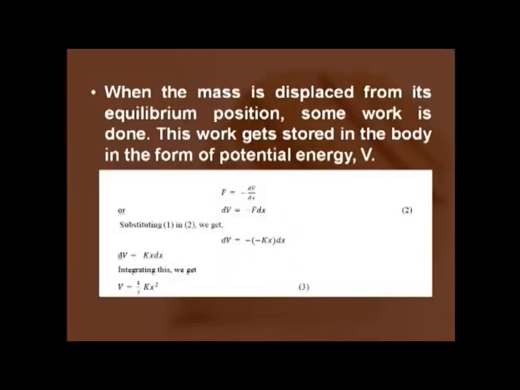When the mass is displaced from its equilibrium position, some work is done. This work gets stored in the body in the form of potential energy V. That is, we can write F is equal to minus dV by dx. That is our equation 2. Substituting equation 1 in equation 2, we get dV is minus of minus kx dx, or we can write dV is equal to kx dx. When we integrate this equation, we get V equals half kx square. This is our equation 3.